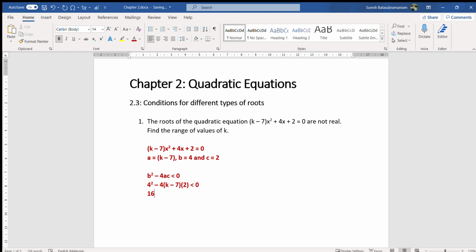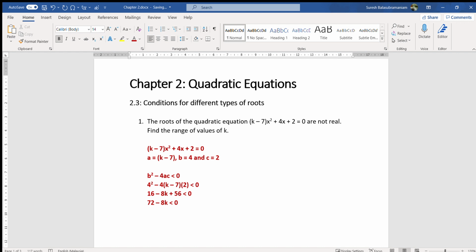16 minus 4k, and 2, it becomes minus 8k. Then the other one is negative 4, negative 7 and 2, so you get plus 56. 16 plus 56 is 72. So 72 minus 8k is less than 0.